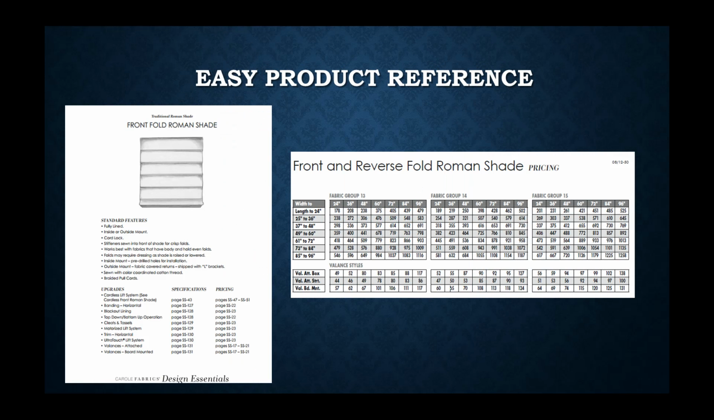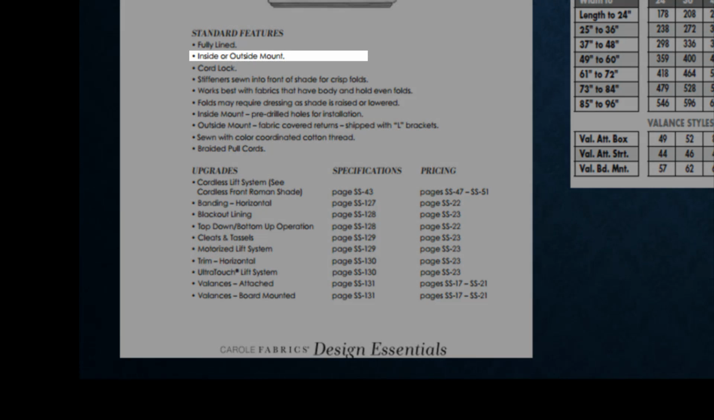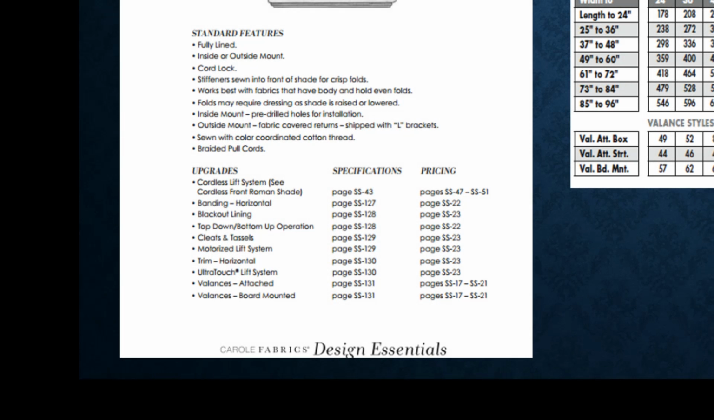Flip the page, and let's say I wanted to do a front fold Roman shade. I've got all that information at my fingertips. All I got to do is look it up. It tells me I can order the shade inside or outside mount. Inside mount, we do pre-drilled holes in the headrail, so when the installer puts the screw through, he won't snag the fabric. It's got like a little grommet sleeve in there. Look at all the options that you can do to this particular shade. Just tons of them. Motorization, whatever.